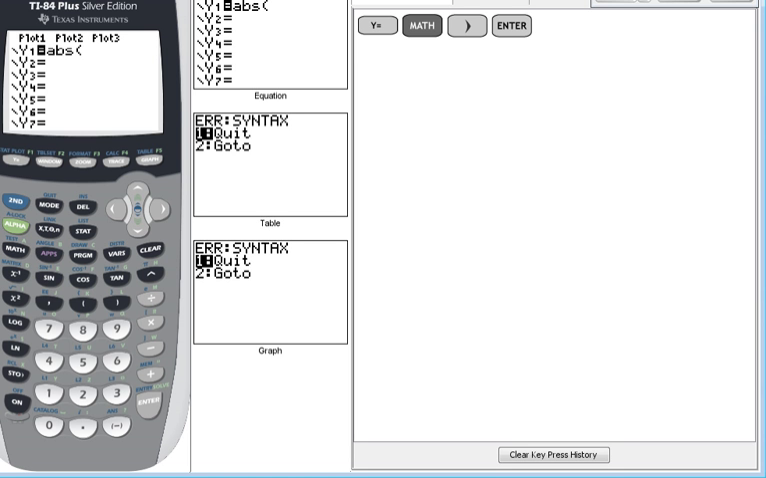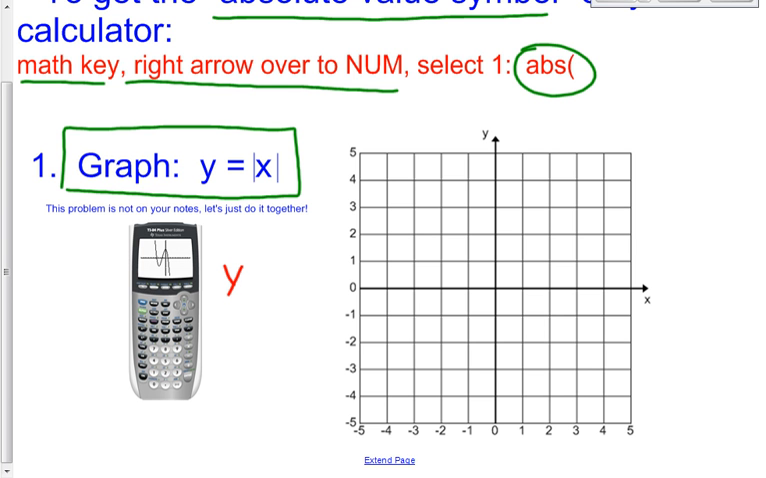Now, class, my calculator isn't the updated version. I think a lot of you have the updated version, so you probably see something that looks like this, with this thing kind of blinking. It's the same thing. Yours is better than mine, so that's nice for you. Just make sure that you enter x in here. On later problems, if you wanted to enter a +2 or something like that, enter the x, and then you're going to have to press the right key to get outside of the absolute value symbol, and then press the +2. So keep that in mind.